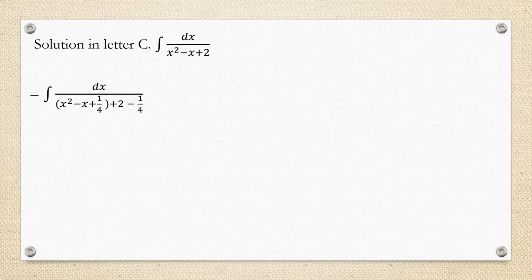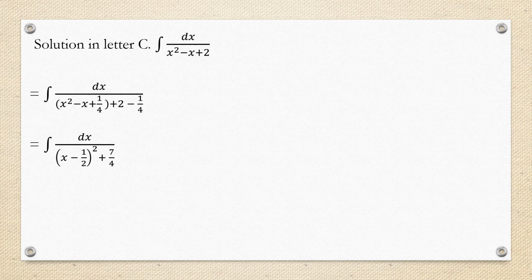Next, we simplify. In the first part, we have x squared minus x plus 1/4. That is actually a perfect square trinomial, so we can use two binomial factors, which are x minus 1/2 and x minus 1/2. We can lump these two binomial factors together, so it becomes x minus 1/2 raised to the power of 2. Simplifying the other side, we have 2 minus 1/4. So 2 times 4 is 8, minus 1, we have 7 over 4.